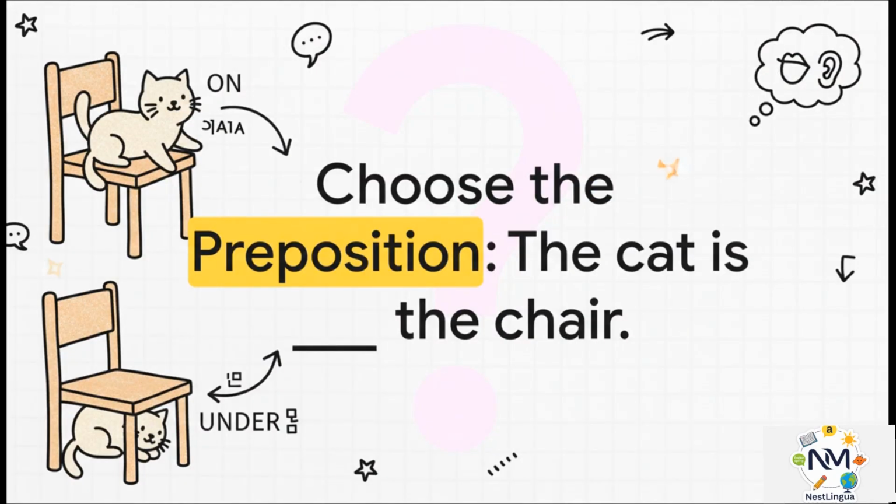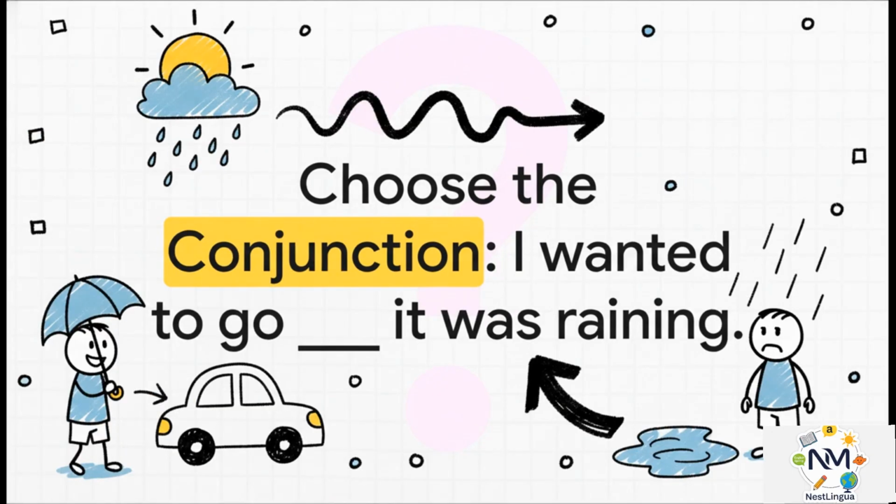Okay, your turn. The cat is the chair. Which preposition fits here? Well, both under and on would work perfectly. They both do the same job, showing the relationship between the cat and the chair. So, how would you connect this thought? I wanted to go, it was raining. The best word to use here is but, because it shows a contrast between wanting to go and the reason you couldn't.